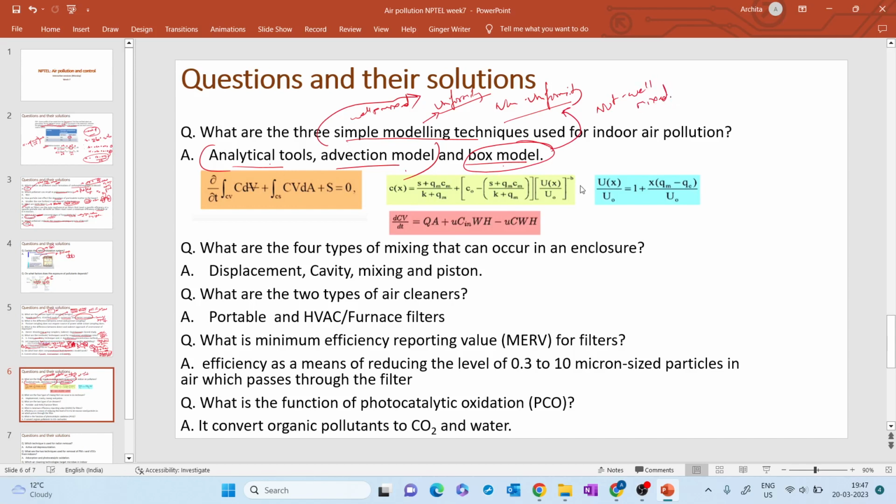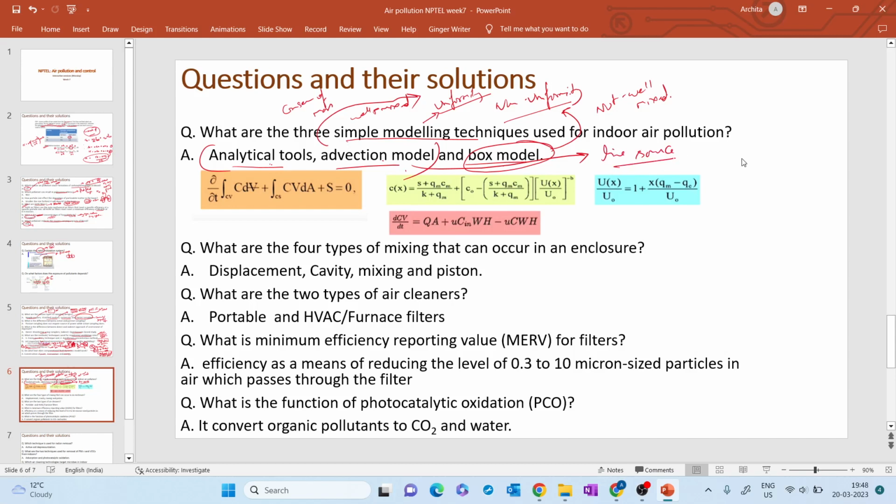Now these equations you don't have to remember. I will try to make you understand how these terms come, but it's not necessary for you to remember these equations. I have just put them here. Now analytical tool and advection model also work on the principle of, since I said that they work on assumptions, the assumption of conservation of mass. The difference between analytical tool and advection model is that advection model works for a moving source or line source.